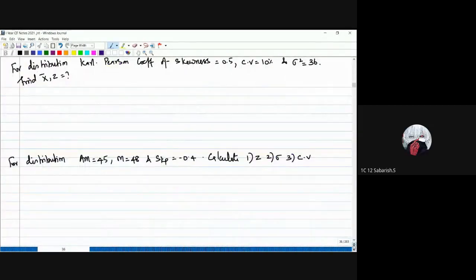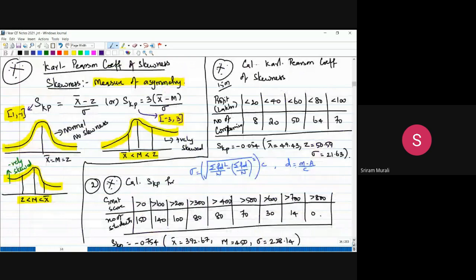Sir, should the answer be within 3 to 4? That is, if I use this formula, 3 times mean minus median, then the answer lies between minus 3 to 3. If you use the other formula, then the answer will be between minus 1 to 1. Only this formula gives minus 3 to 3. Otherwise, skewness always lies between minus 1 to 1. I mean, the coefficient of skewness.